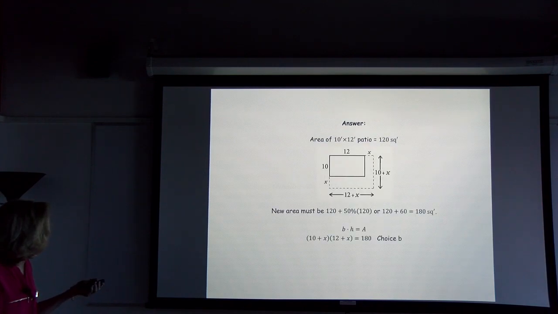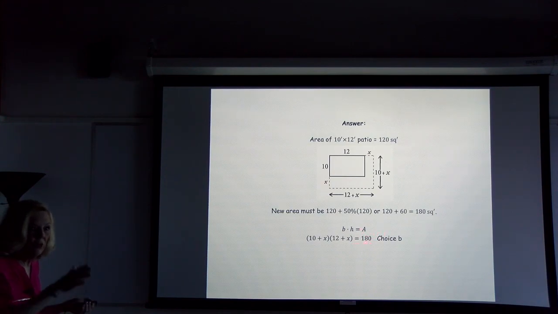Now, let's take a look at the problem. What Joe is doing is taking the original 10 by 12 and adding on x feet this way, x feet this way. The new width is 10 plus x, and the new length is 12 plus x. So we now know that length times width has to be 180, and that was choice B. They don't even solve the problem. They want you to just set it up and leave it that way.